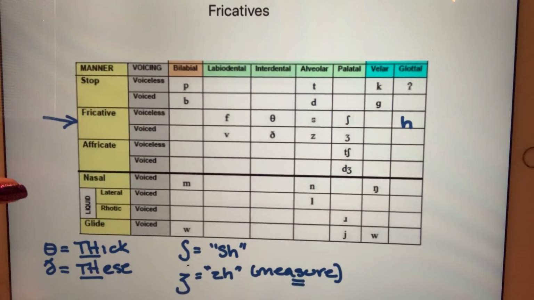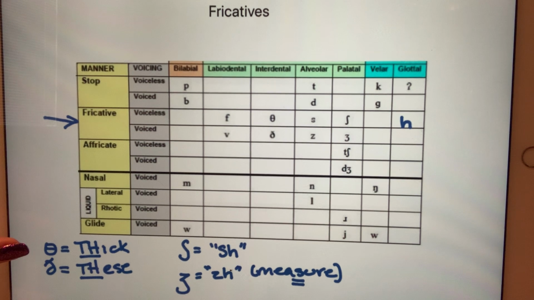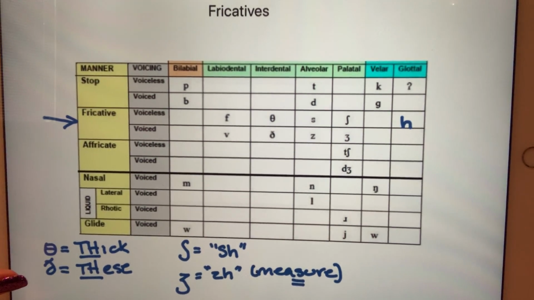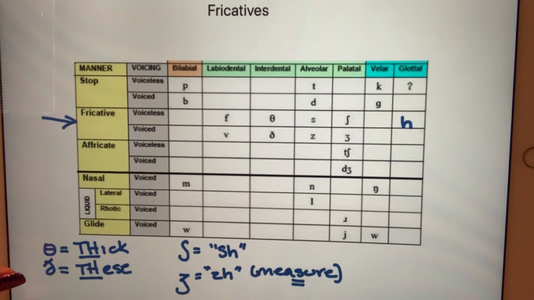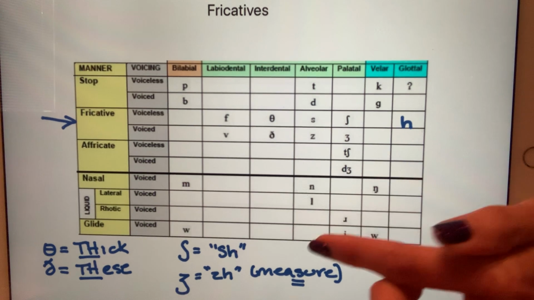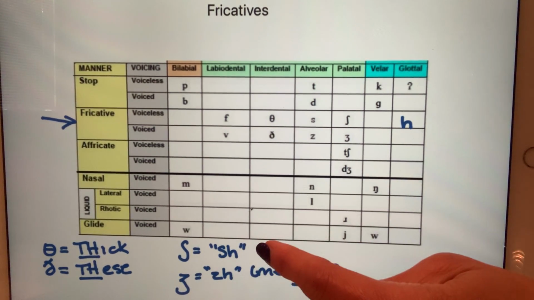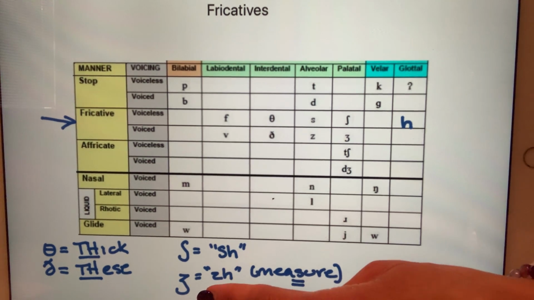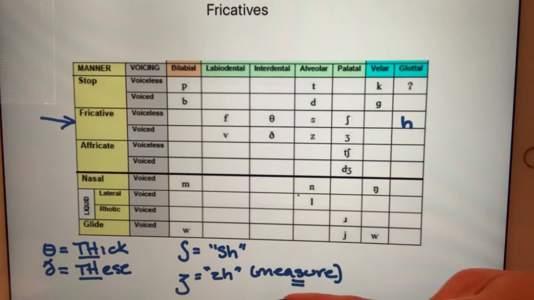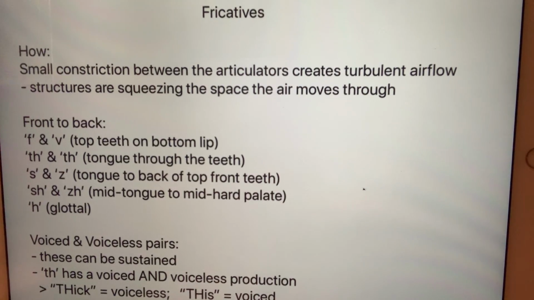So here, the theta looking thing is the voiceless TH. So that's th. And the other one, it's called an eth, for anybody that cares, and that's the voiced TH sound. This one is called an esh, if anybody cares, and it makes the sh sound. This is called an ezh, for anybody that cares, and it makes a zh sound, like measure. Cool, so moving on.